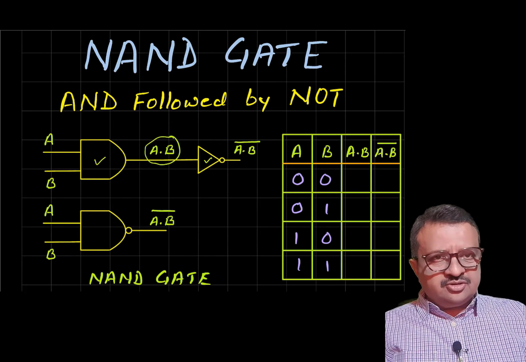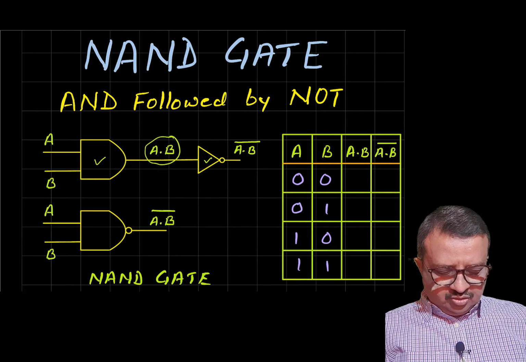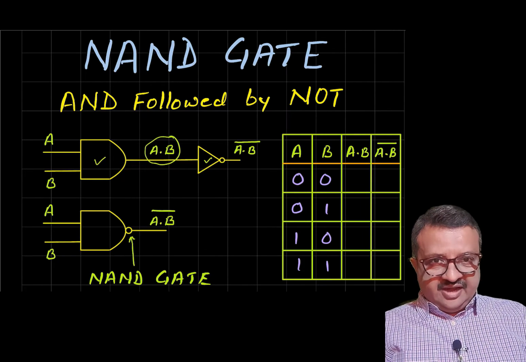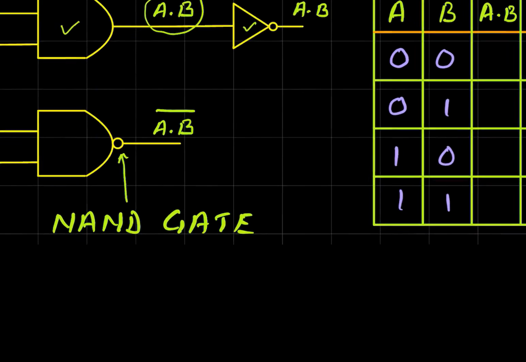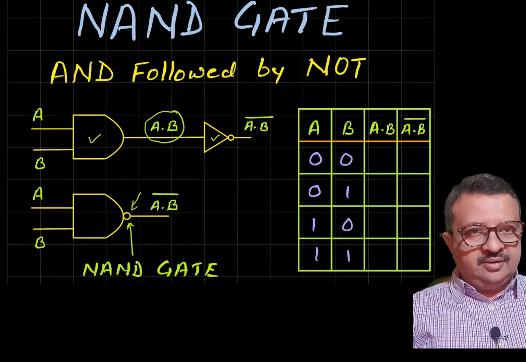When you combine such two gates and make one gate out of that, this is called the NAND gate. It is AND followed by the NOT. The circuit symbol is the same as the AND gate, followed by a circle at the output, which is shown over here, and this circle indicates that the output is complemented.